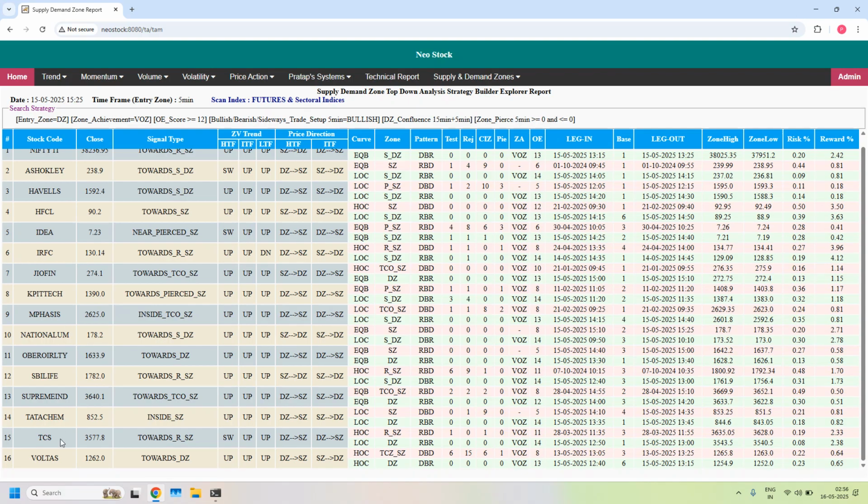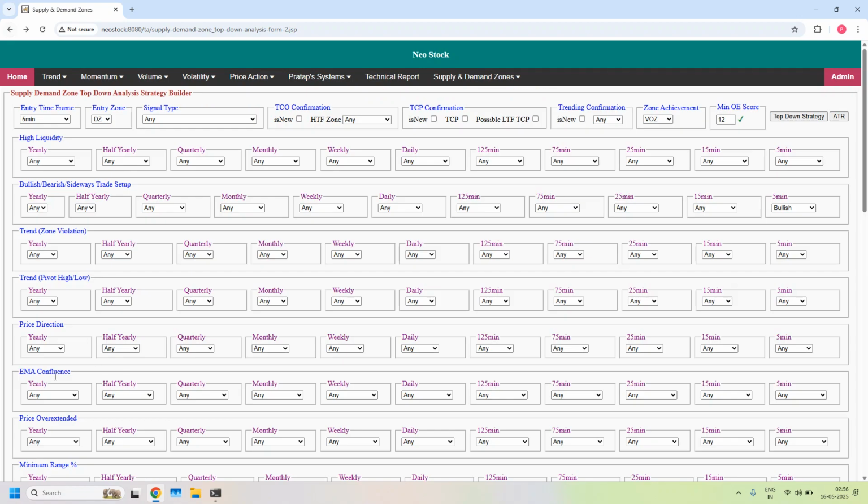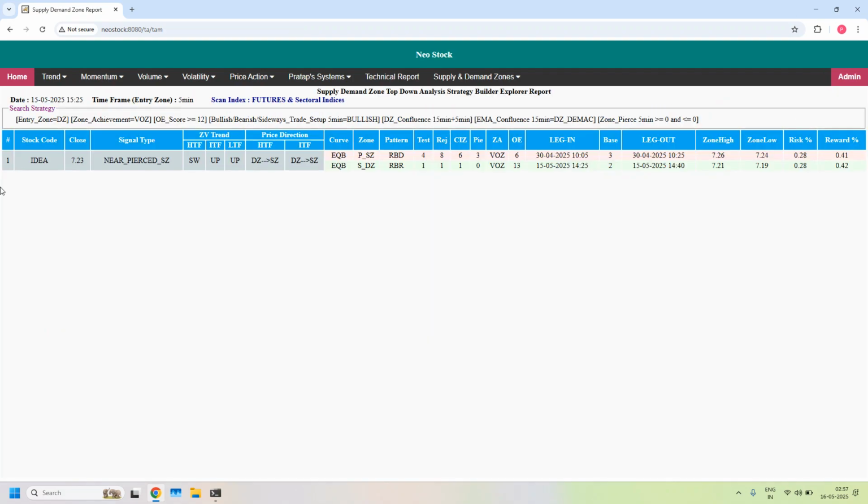Next we will see, out of this 16, because 15 minutes trend is up in all the stocks, what I am doing in the EMA confluence at 15 minutes time frame. I am checking 15 minutes demand zone having daily EMA confluence. One stock is filtered. Maybe that is the reason why I already tested once. Okay, next.